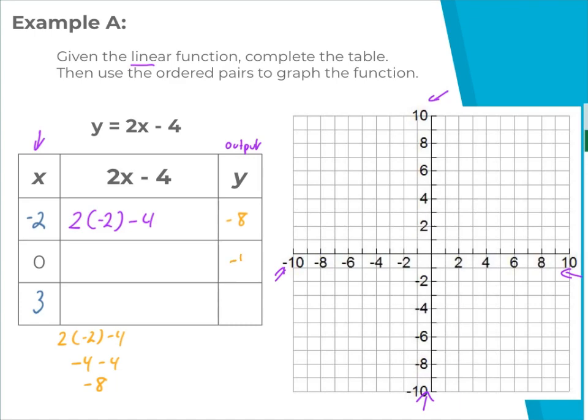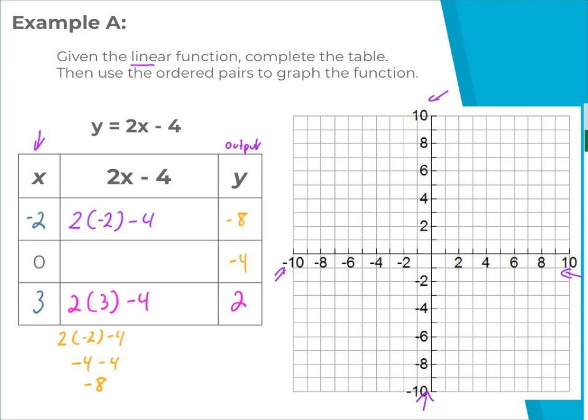Now let's take a look at positive 3. So again, I'm going to substitute in. I could use my Desmos calculator, or I could do it in my head if I think I've got it down. I'm going to show my work either way. 2, plug in my 3, subtract 4. 2 times 3 is 6. 6 minus 4 is going to give me positive 2. And now I have all the points that I need to plot on my graph.